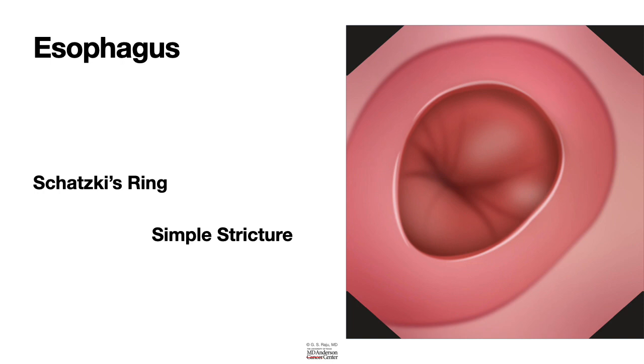And a short, straight stricture is known as a simple stricture, and this can be dilated with a bougie dilator with or without the guide wire. You could use a non-wire guided bougie dilation for a simple stricture like a Schatzki's ring.